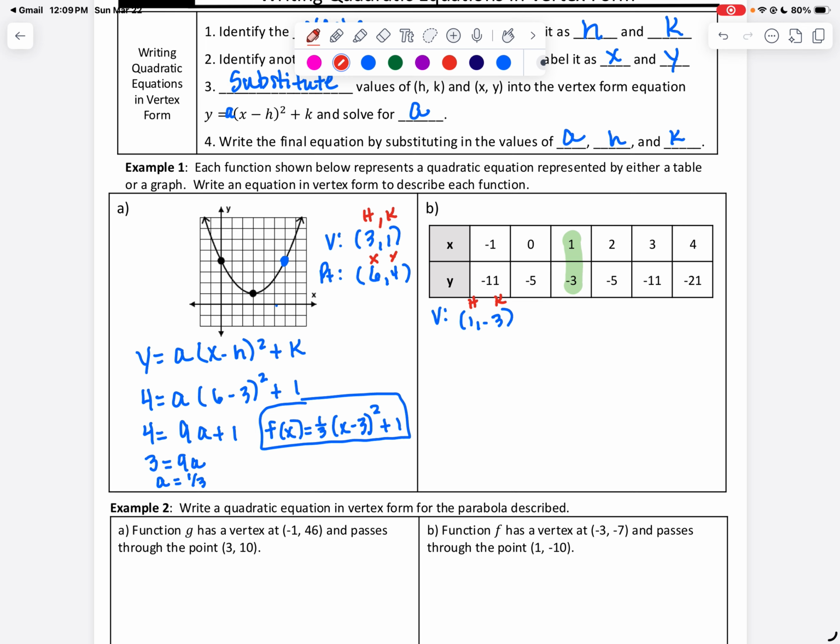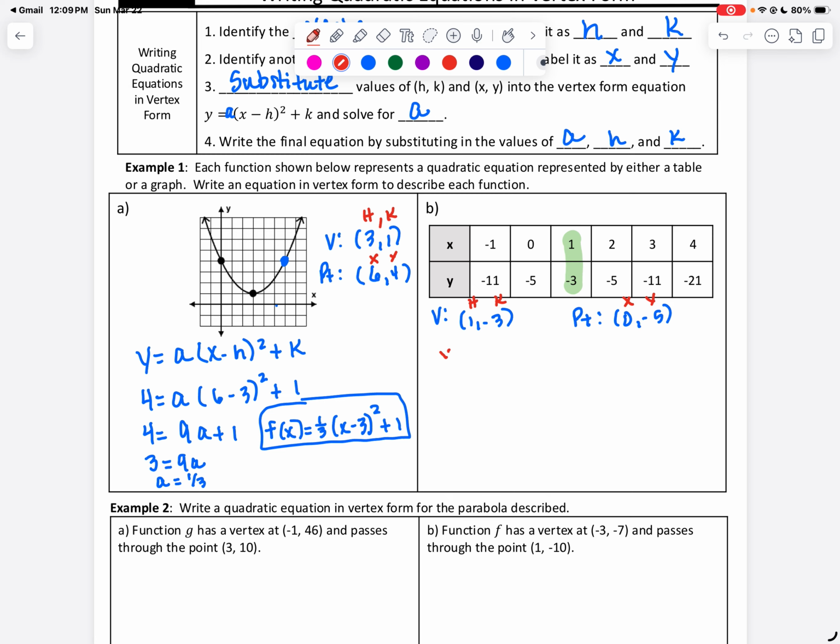All right. Now, for your point, you can choose any point you want out of the table. It does not matter. I usually try to pick a kind of friendly point, so I'm going to use 0, -5, and I'll label that with x and y. Again, it doesn't matter which point you pick, you'll still get the same answer.